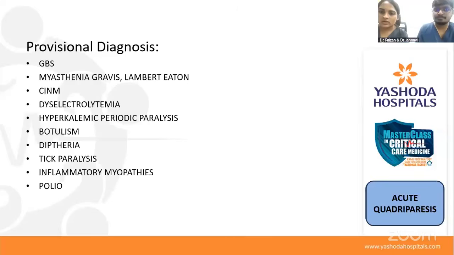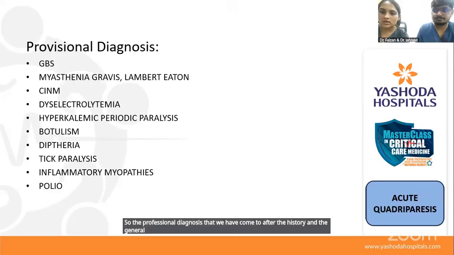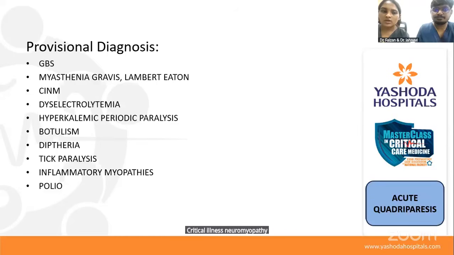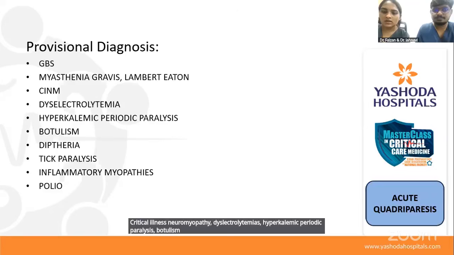So the provisional diagnosis that we have come to after the history and the general physical examination: because it is acute onset, we have thought of GBS, myasthenia gravis, Lambert-Eaton myasthenia, critical illness neuromyopathy, dyselectrolytemias, hypokalemic periodic paralysis, botulism, diphtheria, tick paralysis, inflammatory myopathies, and polio.